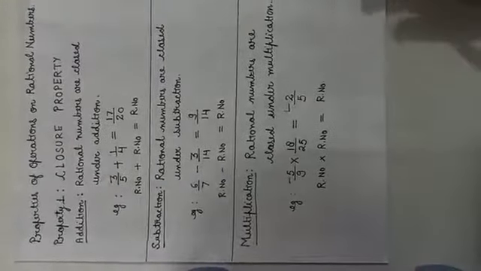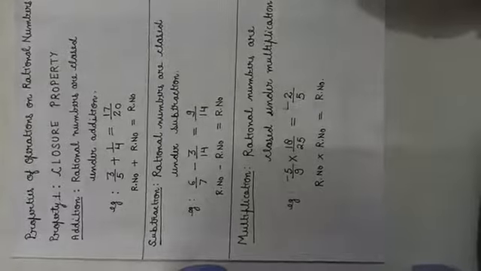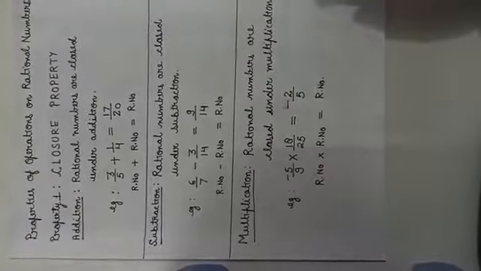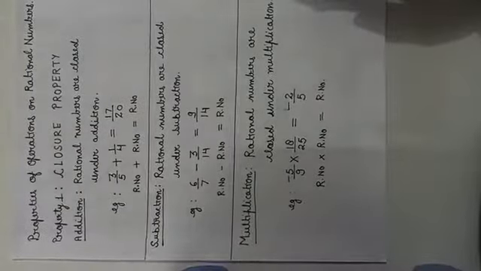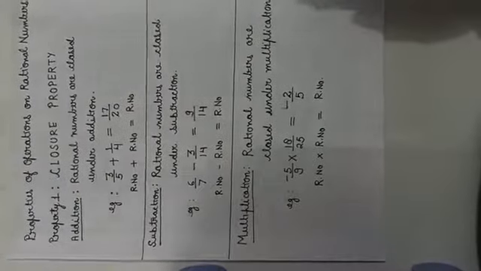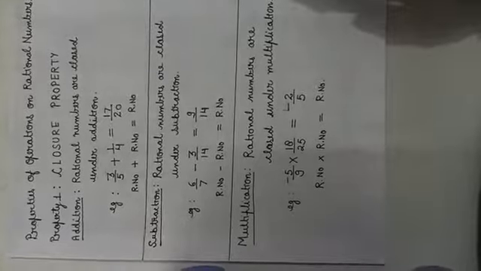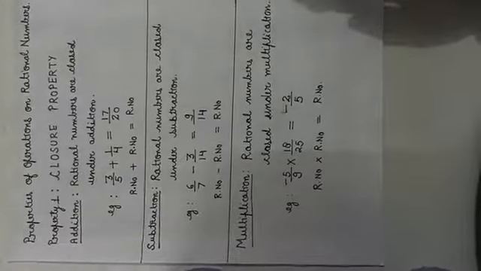Today we will study properties of operations on rational numbers. How many operations do we have? We have 4 operations: addition, subtraction, multiplication and division. Now we will see the first property, that is closure property.